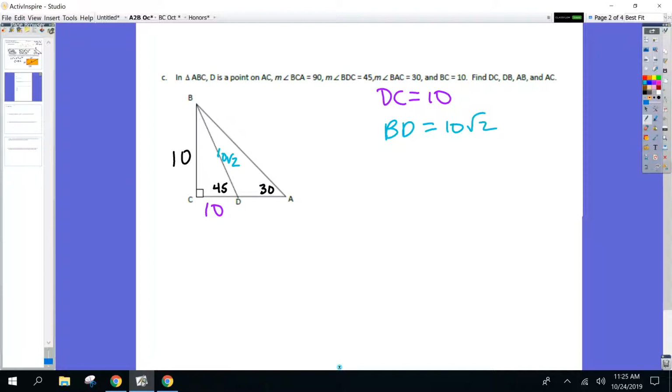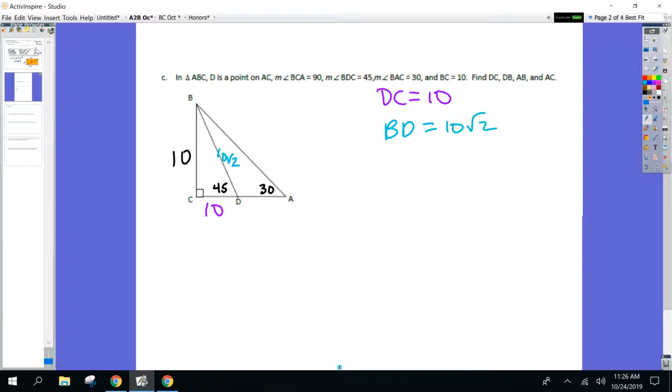Oh, watch your mouth here now. What side is the 30 across from in the whole triangle, ABC? BC, which is how much? 10. So I have the side across from 30. What's the side across from 90?